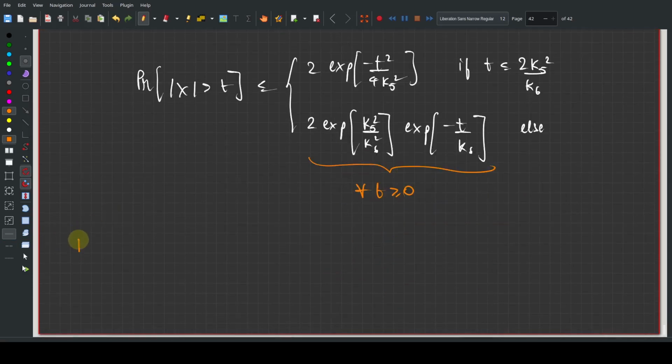Right? So in fact, the probability that the absolute value of x is greater than t is less than or equal to the minimum. Okay, let me put it that particular way. So it is definitely going to be less than or equal to this, but if t is less than or equal to 2k5 square by k6, then it's also less than or equal to this.